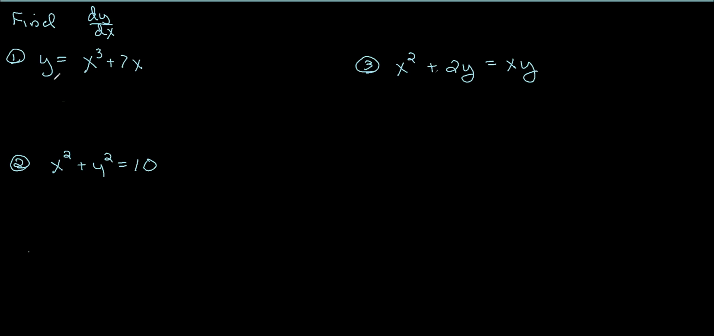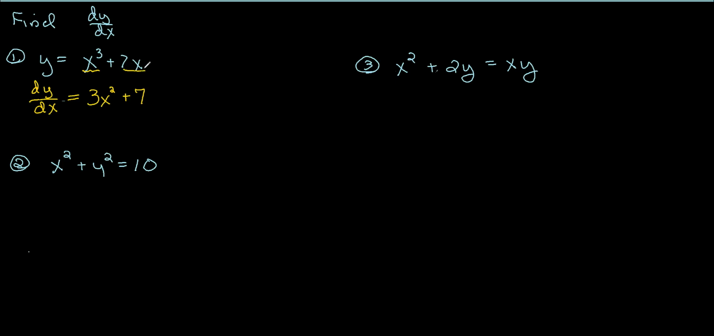I'll take the derivative on the left-hand side. That's y prime, or I can use the notation dy dx, equals the derivative of x cubed. That's our power rule. So we've got 3x squared plus, now we've got a constant, so that's plus 7 times the derivative of x, which is just 1. Okay, so that one wasn't too bad. Let's crank it up a notch.